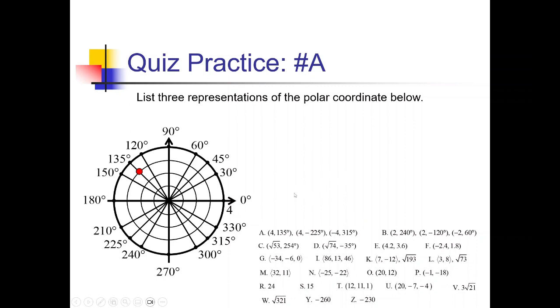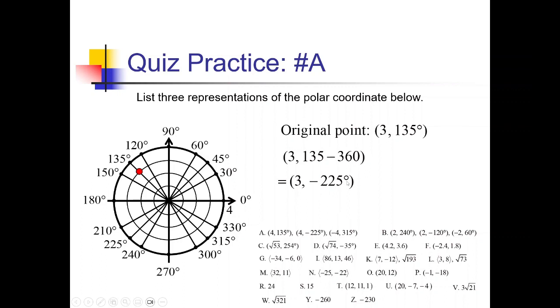We'll start it off with problem A, where we have to list three representations of this polar coordinate. Might as well start with the original. This is on ring 3, so it's going to be 3 comma something, and the angle here is 135, so 3 comma 135. Next, we can subtract or add 360 to the degrees to get an equivalent point if we keep the radius the same sign. So 3 comma 135 minus 360 is 3 comma negative 225 degrees. Then we could also change the sign of the radius and either add or subtract 180 to the angle. So we've got negative 3 comma 135 plus 180, which is negative 3 comma 315 degrees.